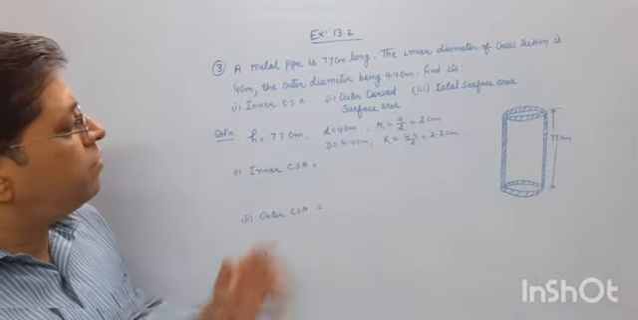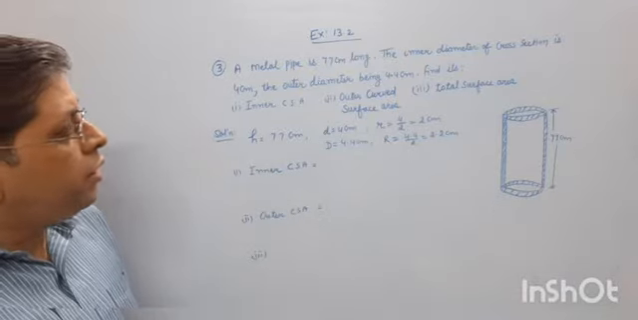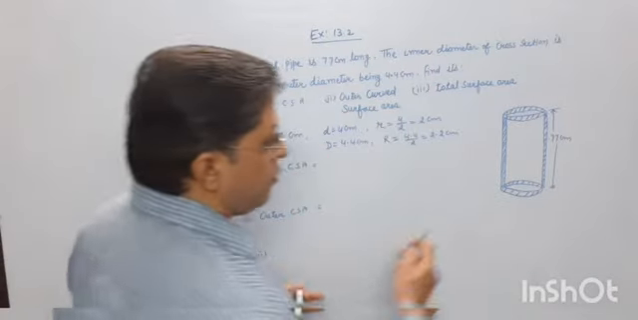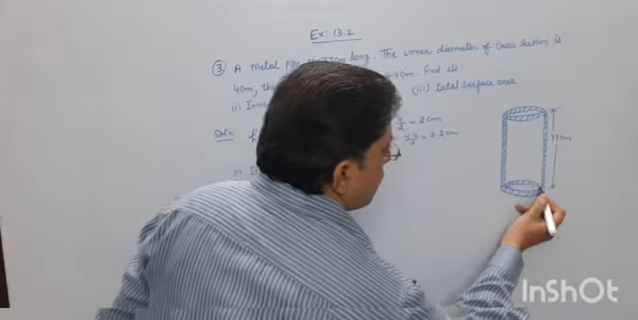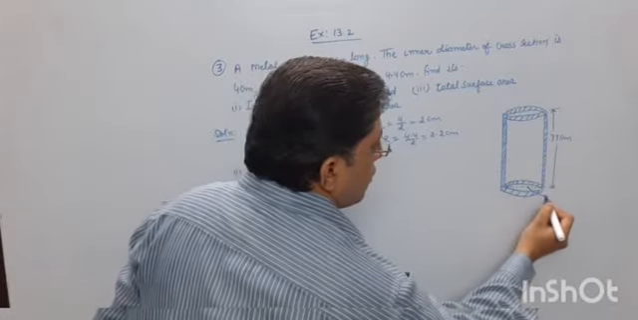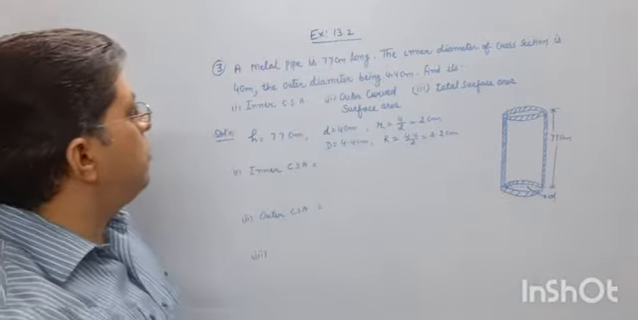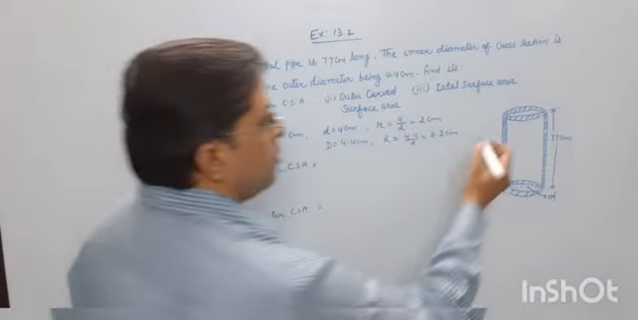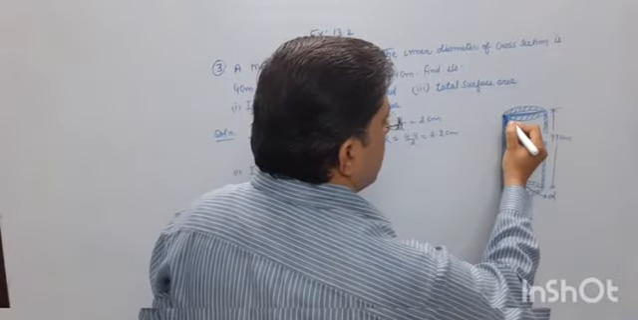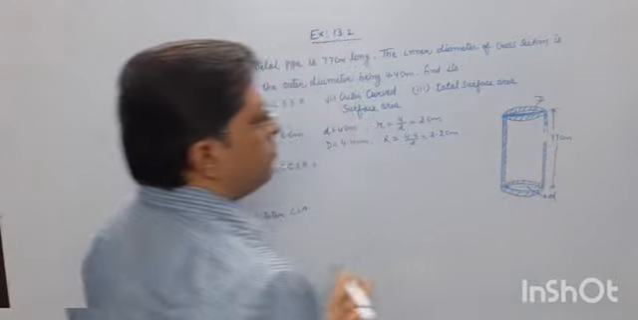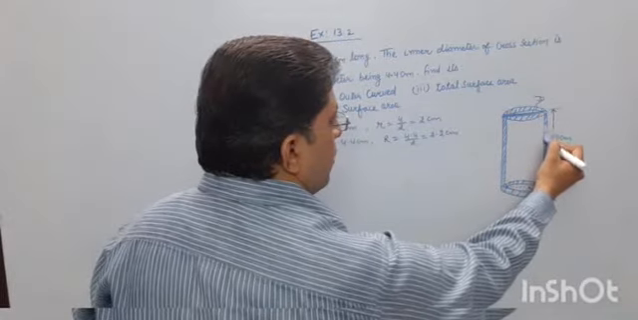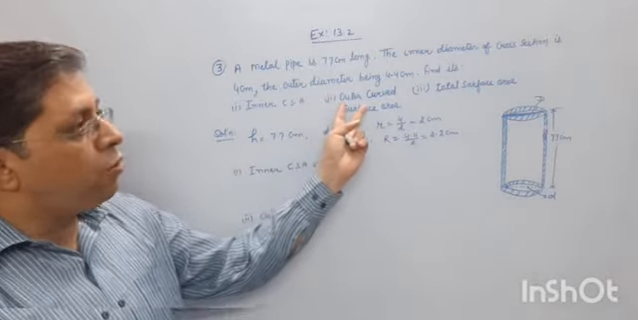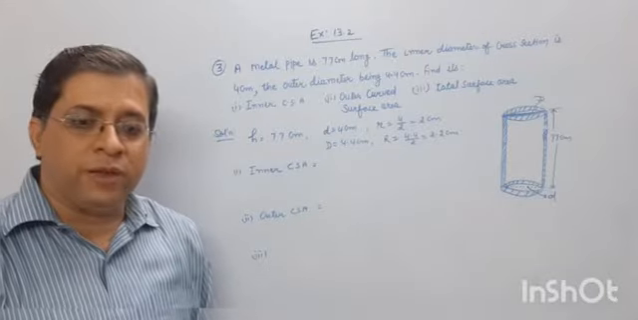A metal pipe is 77 centimeter long. The inner diameter of cross section is 4 centimeter. Inner diameter, it is given to you, small d, can I say? Small d. Inner diameter is given to you 4 centimeter and outer diameter is given to you 4.4 centimeter. It means from here to here. This is capital D. This is given to you 4.4 centimeter. Okay. What you have to find out? Inner CSA, outer CSA and total surface area.